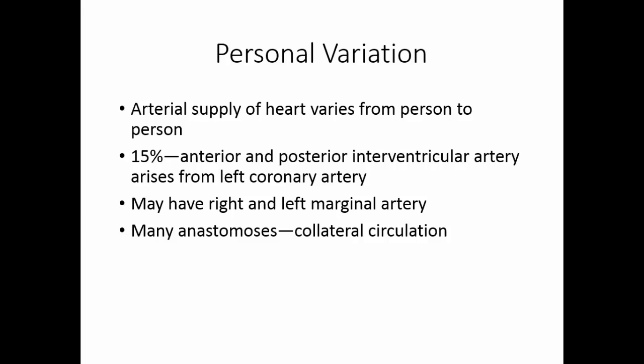And if you have a lot of anastomoses, you're likely to survive blockages of your major blood vessels. If a major blood vessel to the heart gets blocked and you have a natural anastomosis, then the blood can flow alternately and still get to the part of the muscle that the blood should be blocked from. When they do bypass surgery, they're making artificial anastomoses. They're simply going around the area of blockage to reconnect the blood supply on the other side of the blockage.